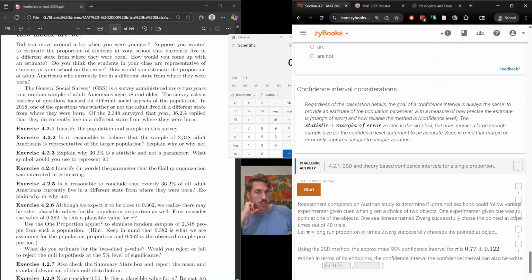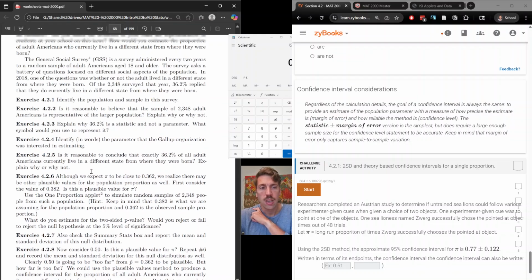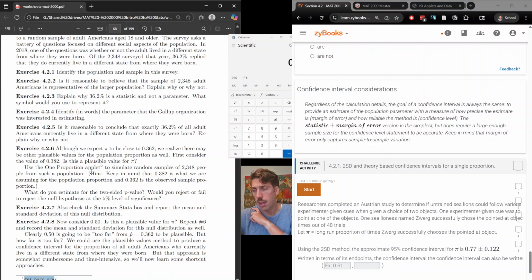Number 2, is it reasonable to believe that the sample of 2,348 adult Americans is representative of the larger population? Explain why or why not. If in one of your previous classes you've dealt with the General Social Survey, feel free to use that. But if you've never heard of the General Social Survey, then feel free to use that link. That's a footnote, it's right there. You can follow this or just Google General Social Survey and do a quick checkup on it. See if it seems like they have good methods.